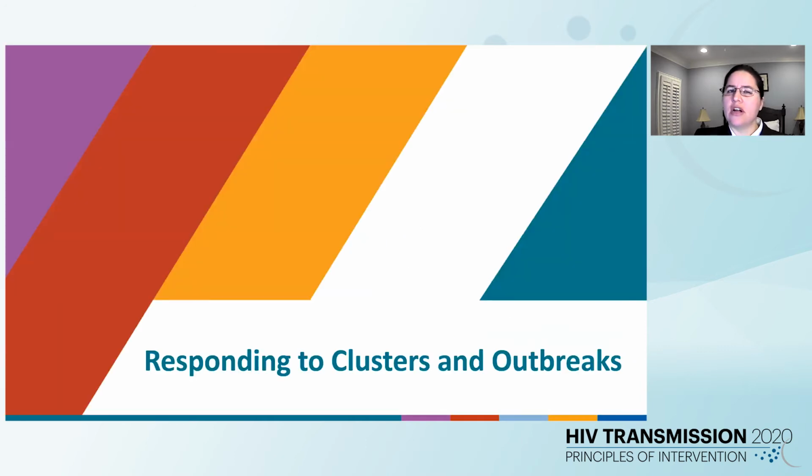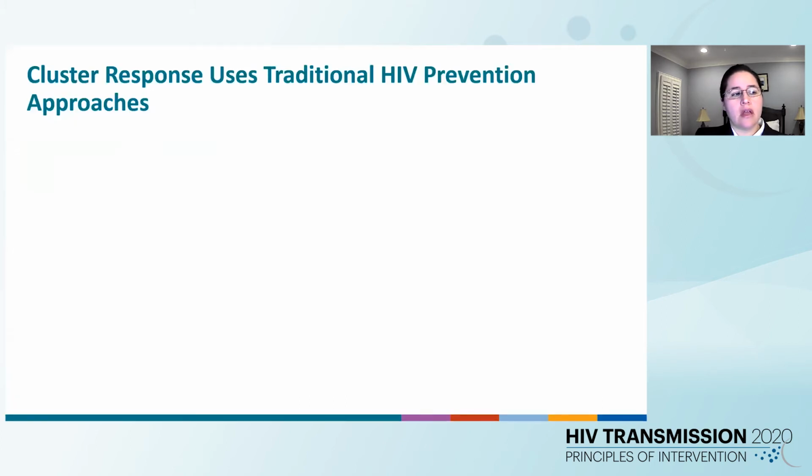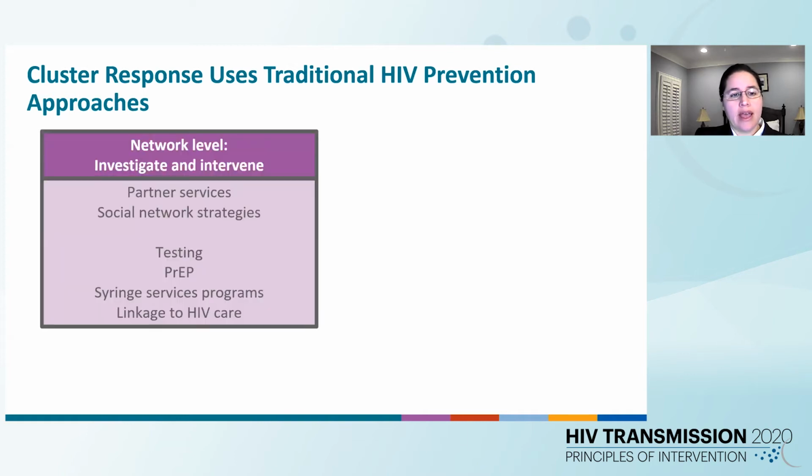So once CDC or a health department identifies clusters, what does cluster response entail? Cluster response uses traditional HIV prevention approaches in a more focused way. At a network level, it is important to investigate and intervene. The first step is identifying the entire network to reach people in the network who are outside of the cluster as it was originally detected.